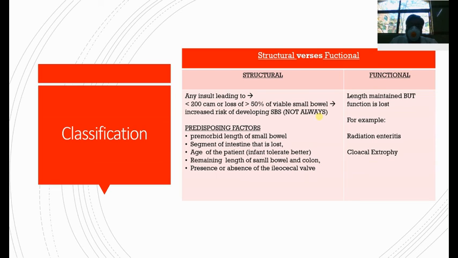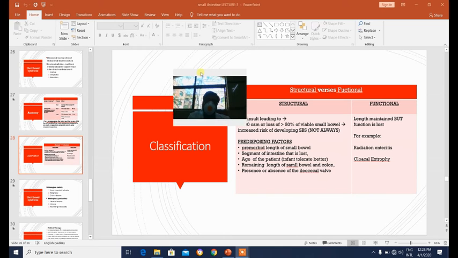What are the pre-morbid lengths of small bowel segments, that is, whether the jejunum, duodenum or ileum is resected.